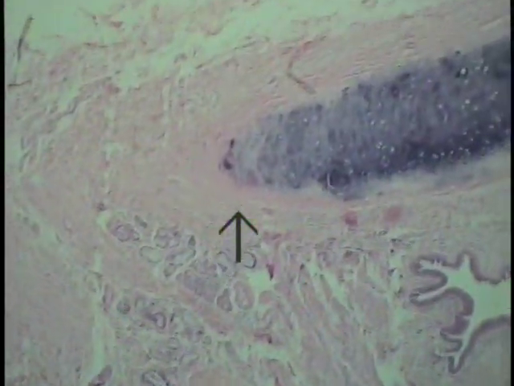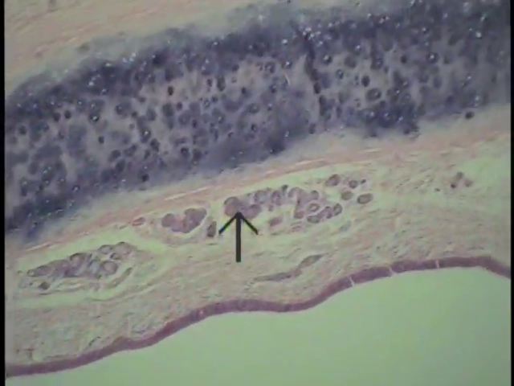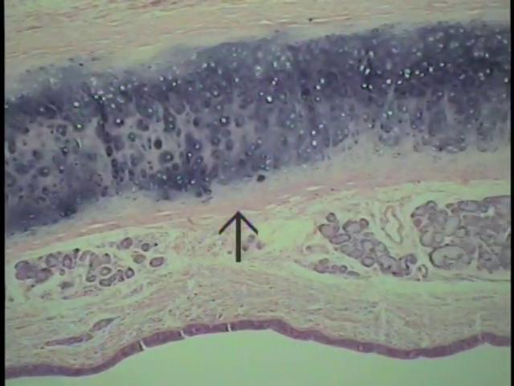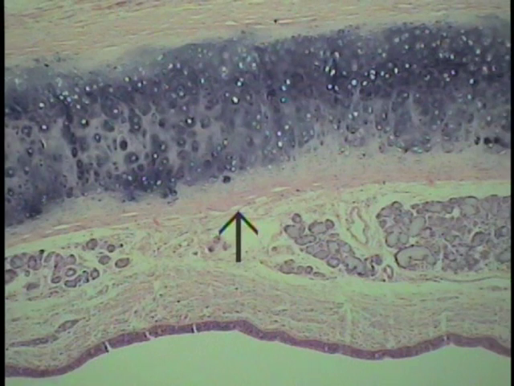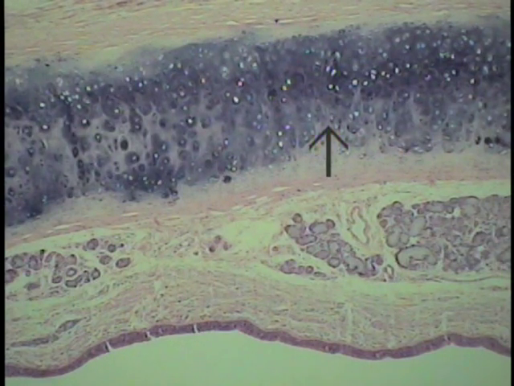So this is typical trachea, again characterized by a respiratory epithelium, obviously, and these huge horseshoe-shaped hyaline cartilages.